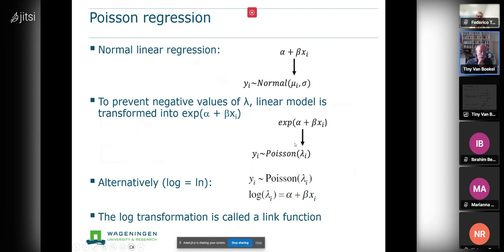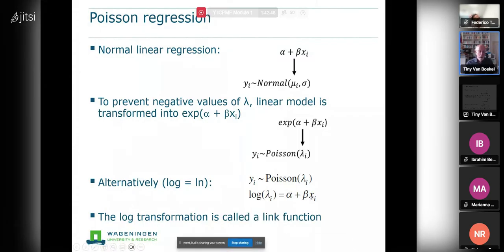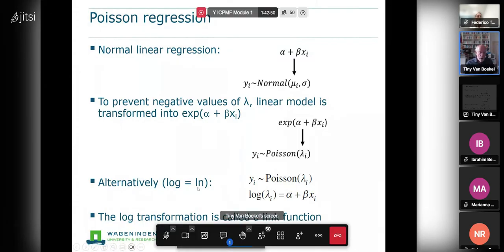And you can also take this the other way around. You can take the logarithm of this lambda. So then what you do is you say that your data are dispersed according to a Poisson model, but then the log of that parameter is linearly related to this model. And if you do it in this way, which is frequently done, people do not use it like this, but like this, but it's basically the same. And remember, the log is the natural logarithm here.